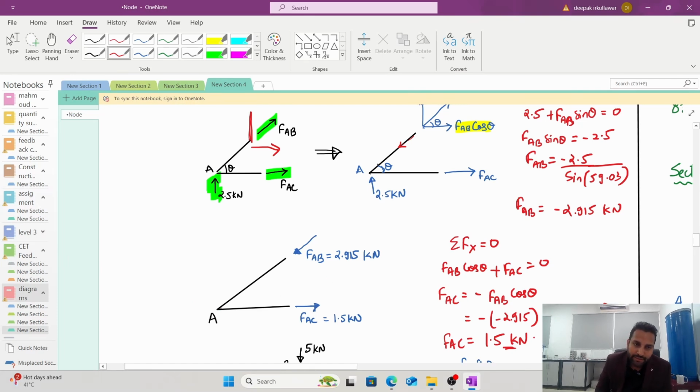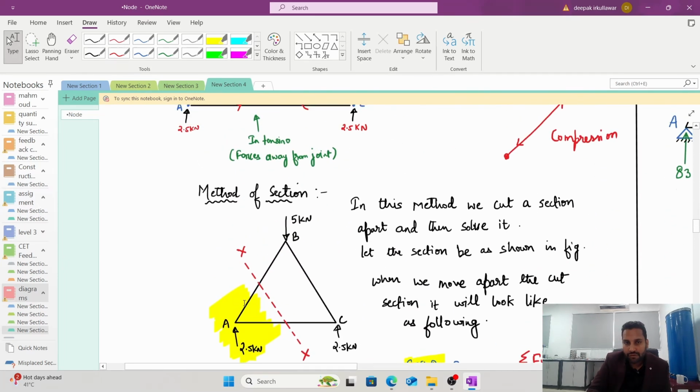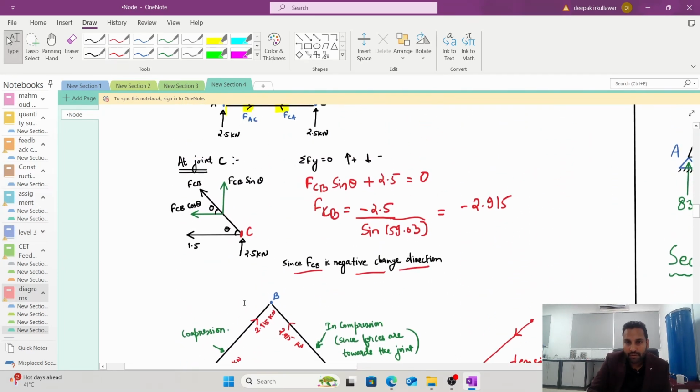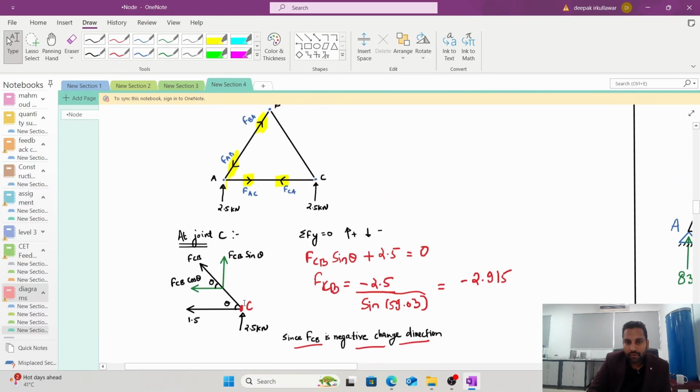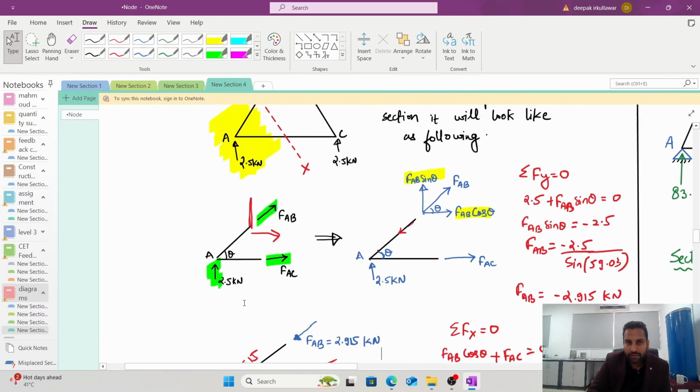So, what is happening at joint A? At joint A, there is a force which is coming towards the joint A and it equals 2.915, and there is a force which is going away from the joint A which equals 1.5 as mentioned here. See, you can see you got the same values by method of joint and method of section also.